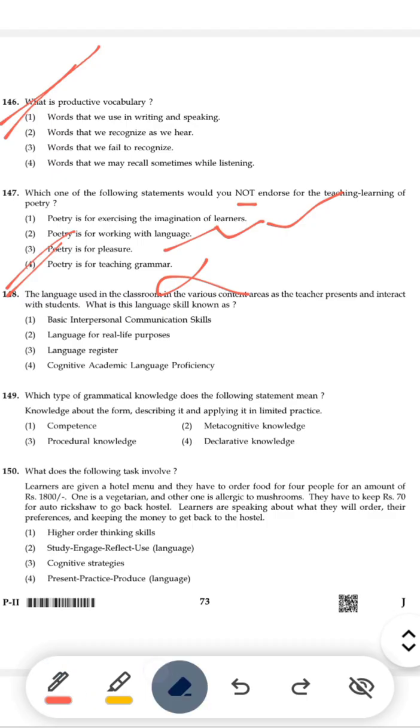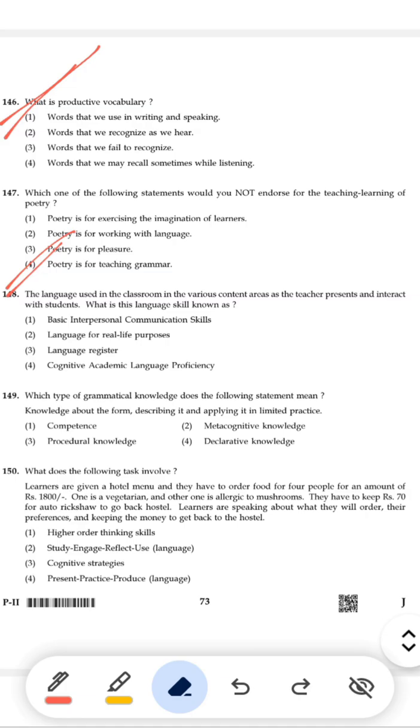Moving on. Question number 148 says that the language used in the classroom in the various content areas as the teacher presents and interacts with students. What is this language skill known as? Options are, option 1 says basic interpersonal communication skills. Option 2, language for real purpose. Option 3, language register. Option 4, cognitive academic language proficiency. It is actually a direct question.